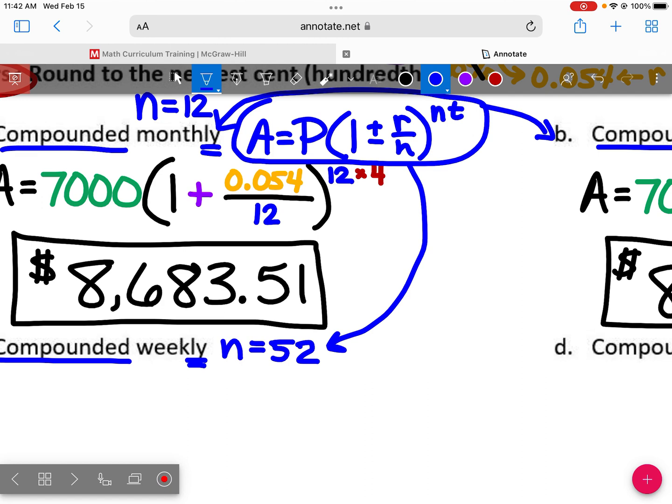Isn't it like 58? It's 52. Why do you think some people put 7 on weekly? They're thinking of a week. They're thinking 7 days in a week and not how many weeks in a whole year. Does that make sense? Okay.